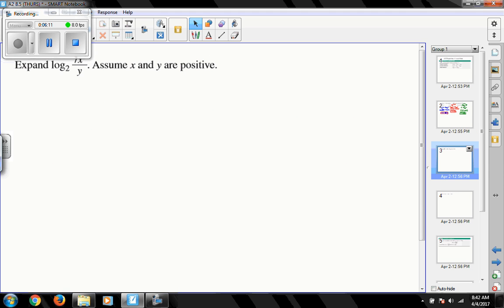What we can also do is we can use these properties of logarithms to expand a problem. So if we have log base 2 of 7x cubed over y, assuming that x and y are positive, that'll make a difference. So if we just assume that we're working with positive numbers here, we're going to use our properties to just break this apart, see how we could get there.